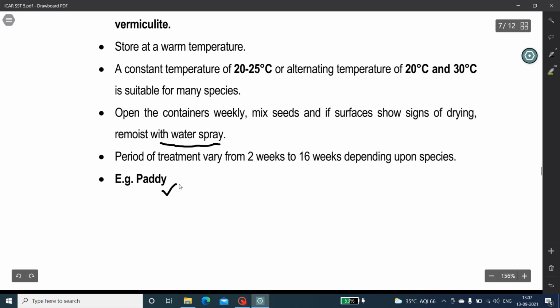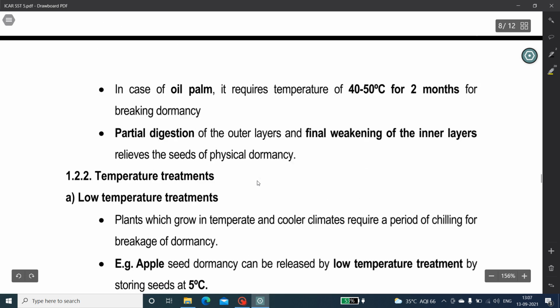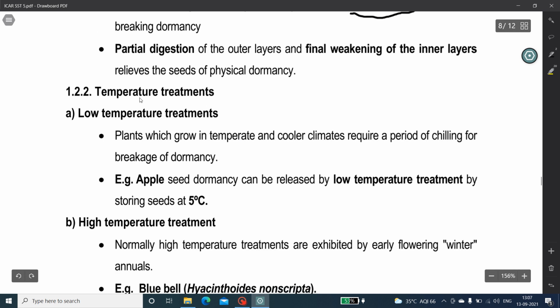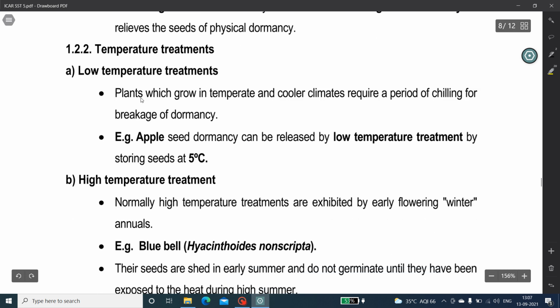An example here is paddy. In the case of oil palm, it requires a temperature of 40 to 50 degrees Celsius for 2 months to break dormancy. And the next one is temperature treatment.